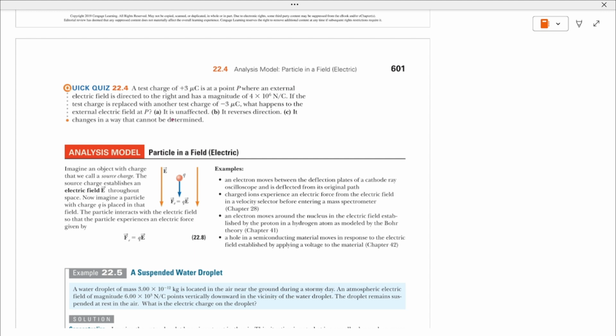This table summarizes what we just learned about our model. Imagine a source charge that creates a field, and then imagine a test particle interacting with the field. Examples of this can include cathode rays, charged ions in a mass spectrometer, etc.